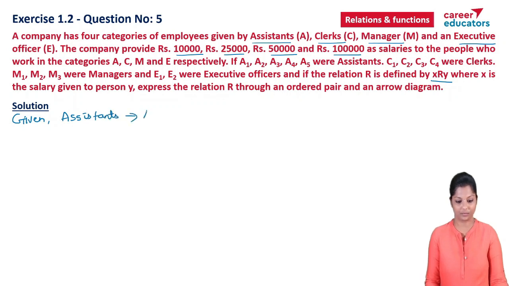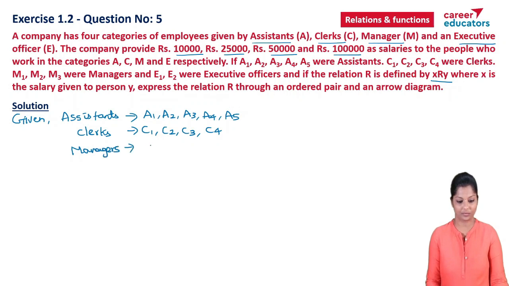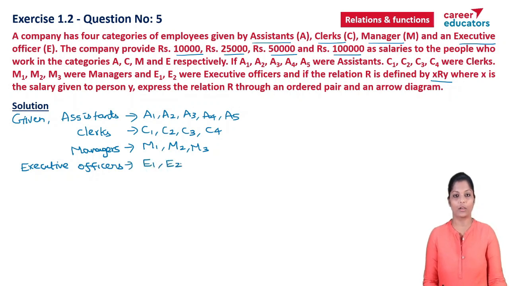Assistants: A1, A2, A3, A4 and A5. Clerks: C1, C2, C3 and C4. Managers: M1, M2 and M3. Executive officers: E1 and E2. Next, we have to express this relation R through an ordered pair.